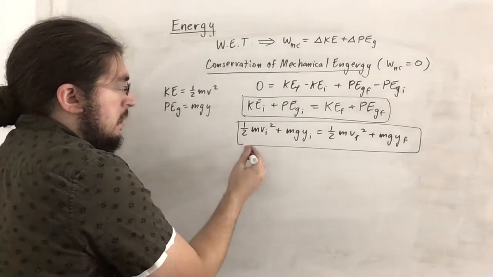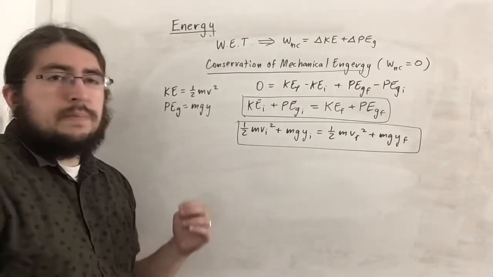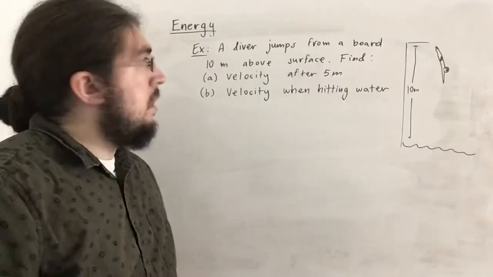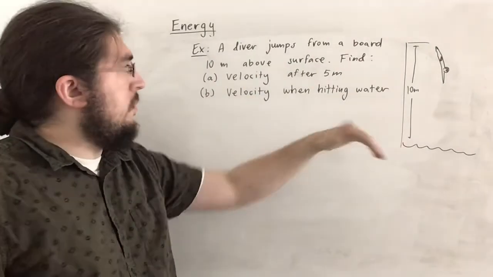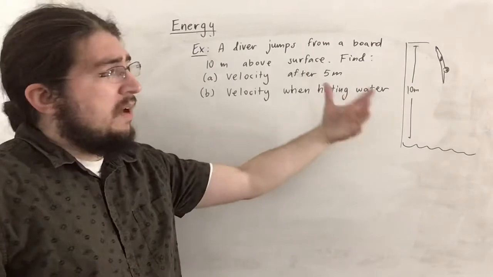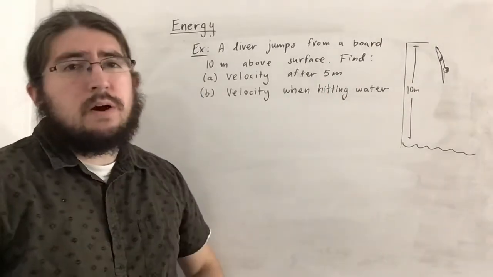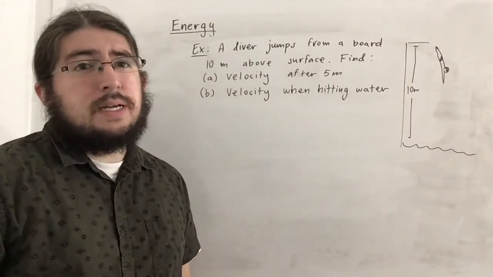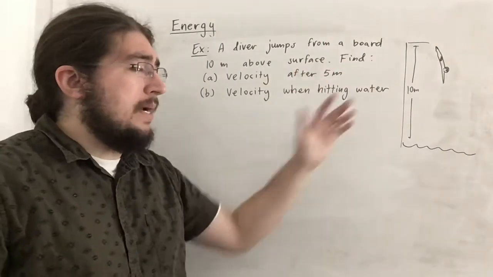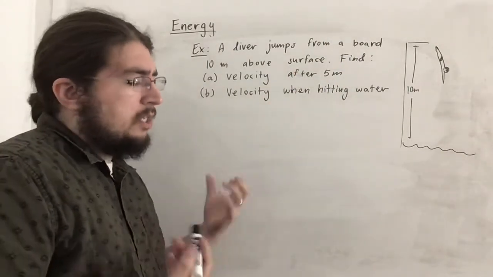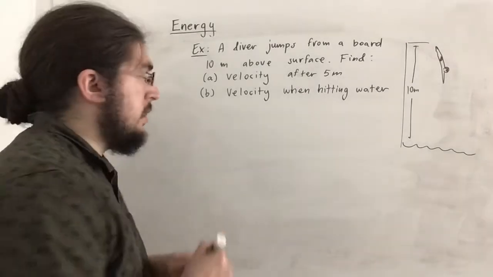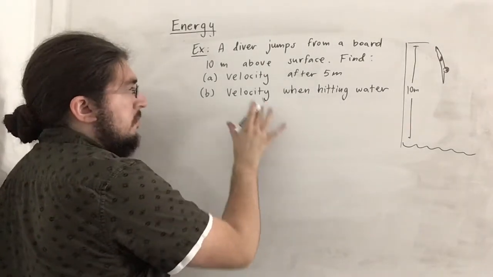All right. So now we're going to take a look at a particular example involving this. For this example, we have a diver jumping from a board that's 10 meters above water, and we're asked to find the velocity after 5 meters and then the velocity when hitting the water. Now, to be honest, this can actually be done using one-dimensional kinematic equations, but it's nice to see that the conservation of mechanical energy actually applies here. So I'm going to consider that for both of these.